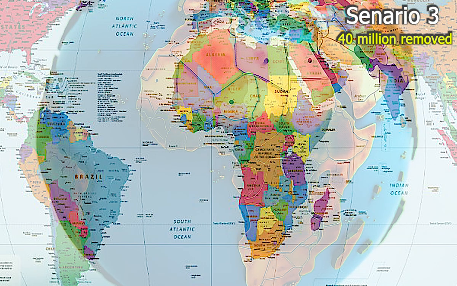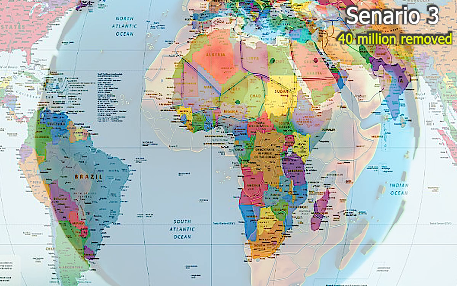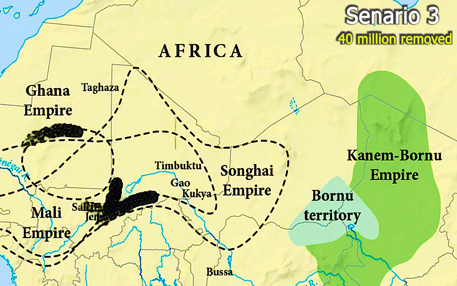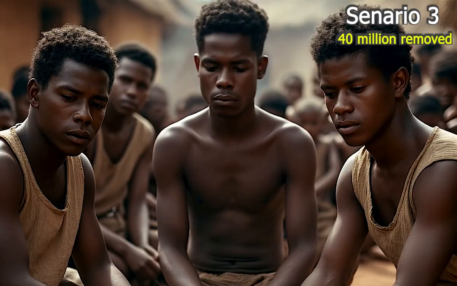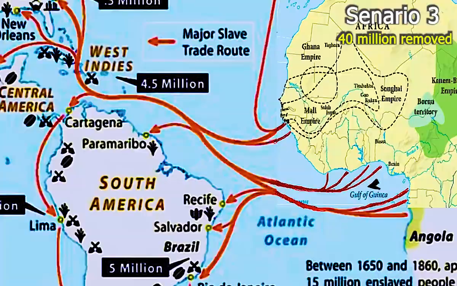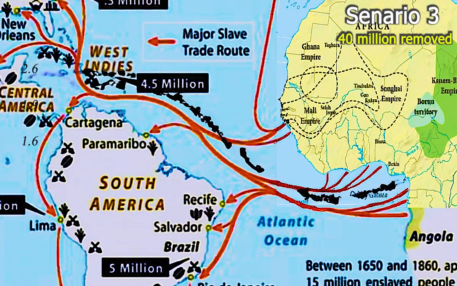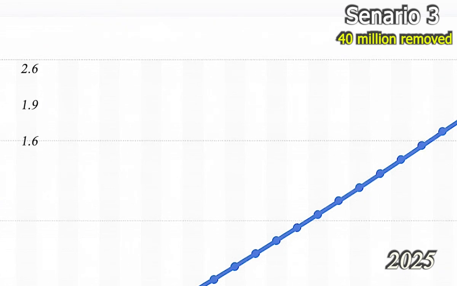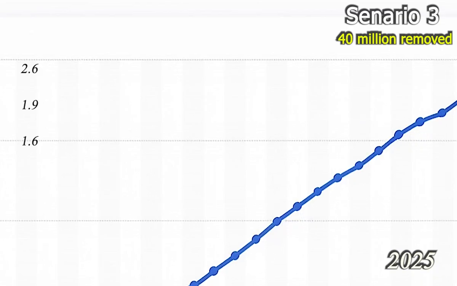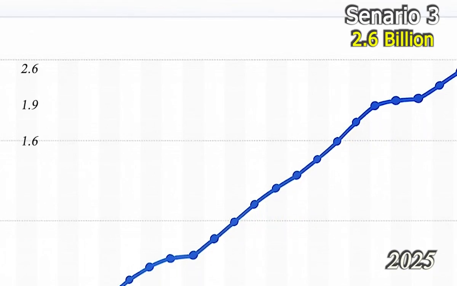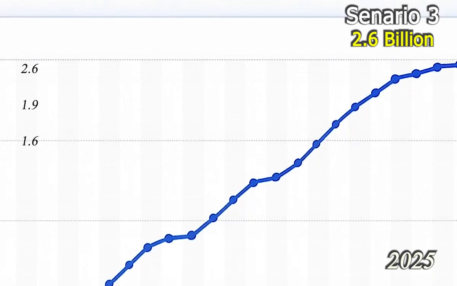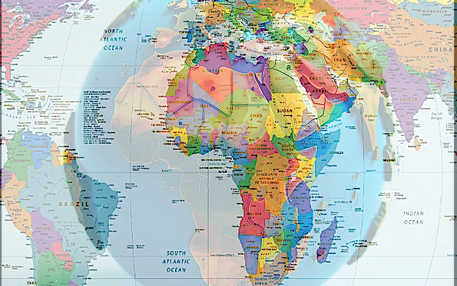Scenario 3, considered to be the highest estimate of the 3 scenarios and probably more accurate. In this scenario, we estimate a higher rate of removal of 40 million people across 1,000 years. The absence of slavery leads to a larger compounded growth advantage, modeled as an extra 0.15 percentage points per year. So, the counterfactual African population in 2025 will be approximately 2.6 billion, about 1 billion higher than the current 2025 figures.